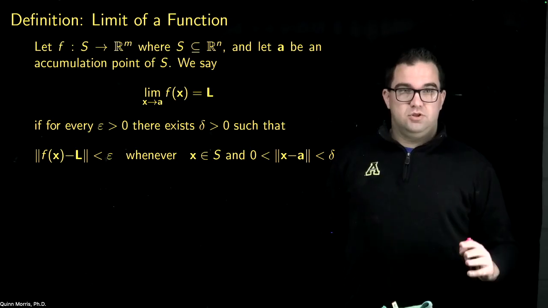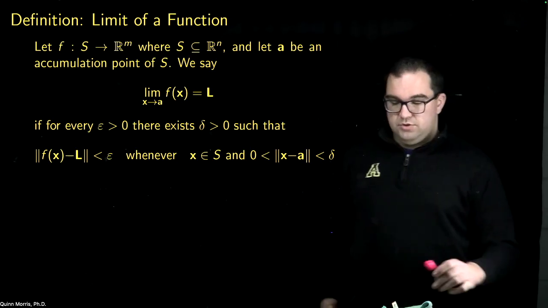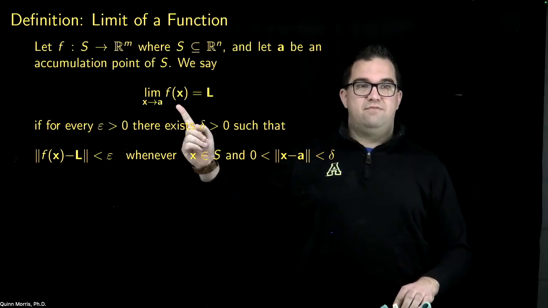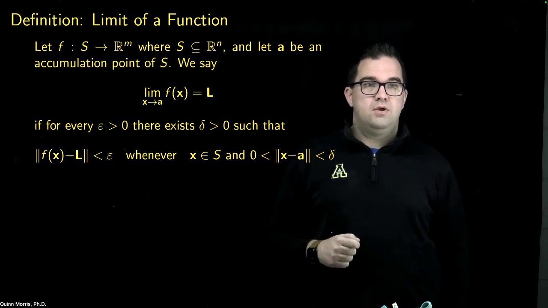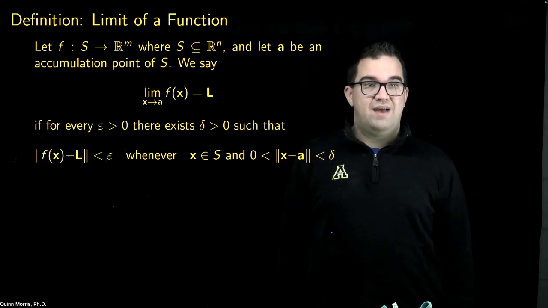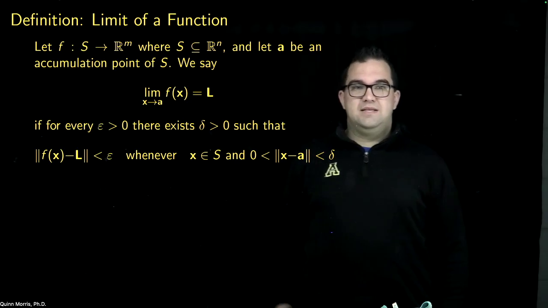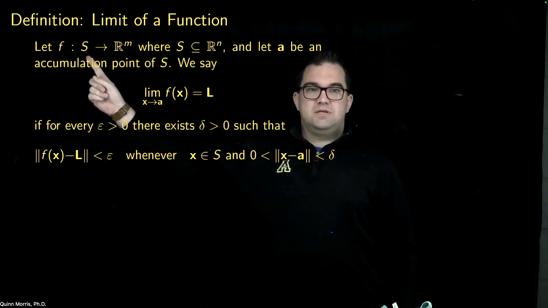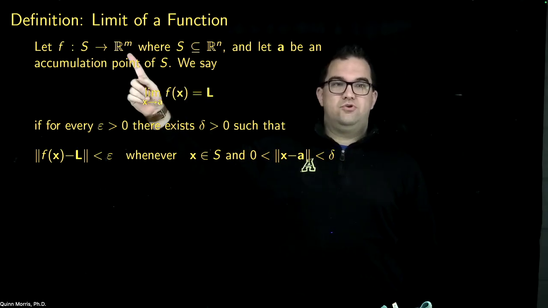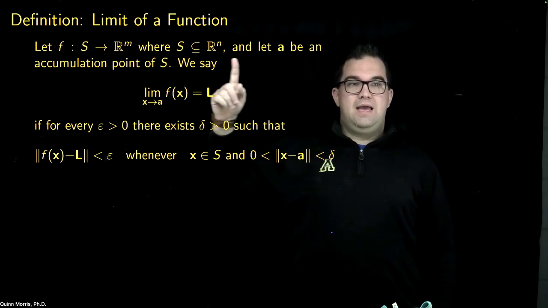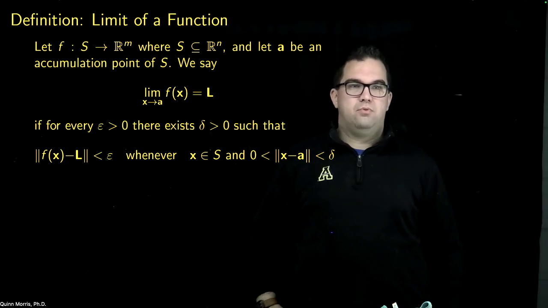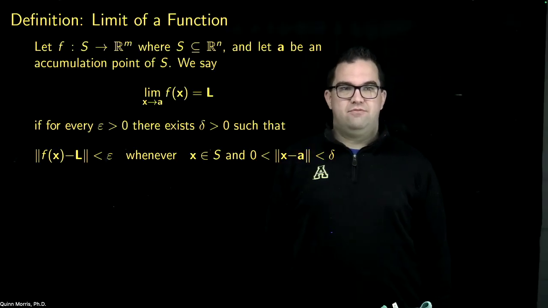So let's begin by just looking directly at the definition. This is the definition of what it means for the limit as x approaches a of f of x to be equal to L, where both x and L could potentially be vectors. So let's suppose we have this function f. It is going to map from some set S, which is a subset of Rn, into Rm. And let A be an accumulation point of S, so it's an accumulation point of the domain of f.